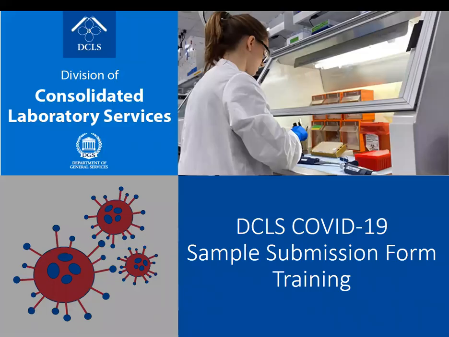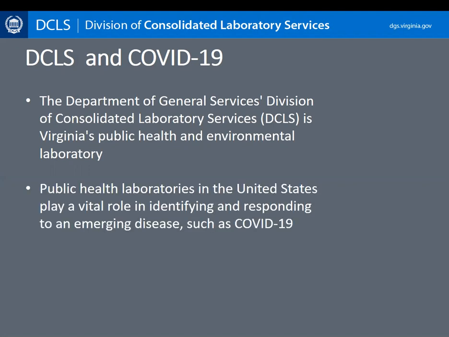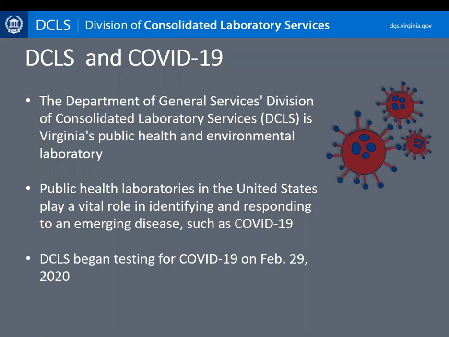This presentation will review the DCLS COVID-19 sample submission form. The Department of General Services Division of Consolidated Laboratory Services, DCLS, is Virginia's public health and environmental laboratory. Public health laboratories in the United States play a vital role in identifying and responding to an emerging disease such as COVID-19. DCLS began testing for COVID-19 on February 29, 2020.